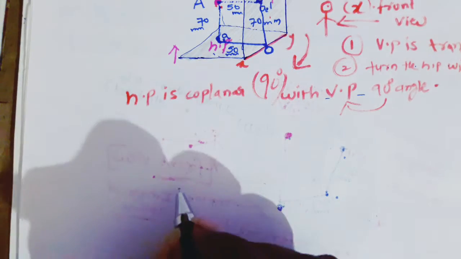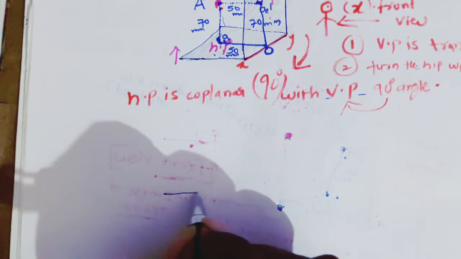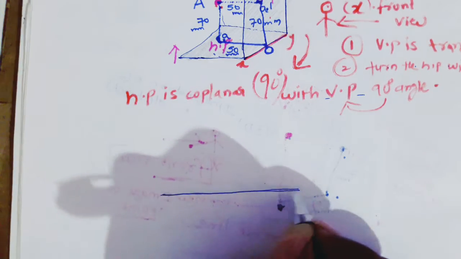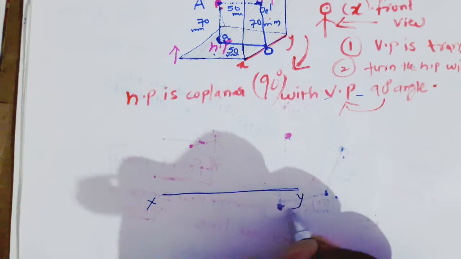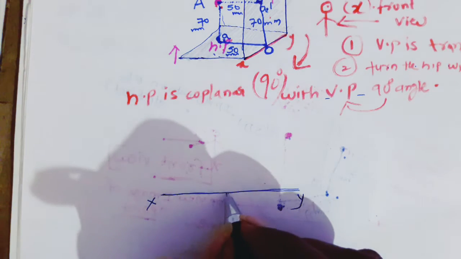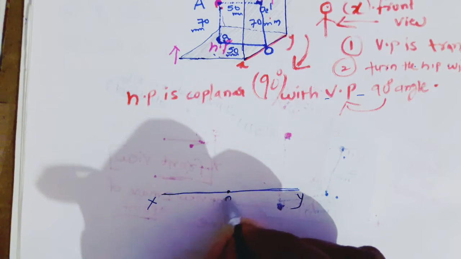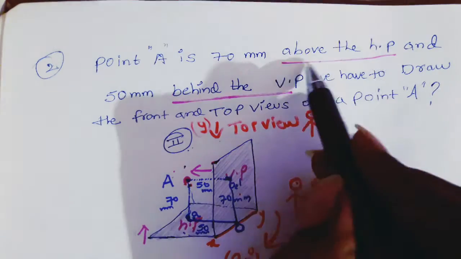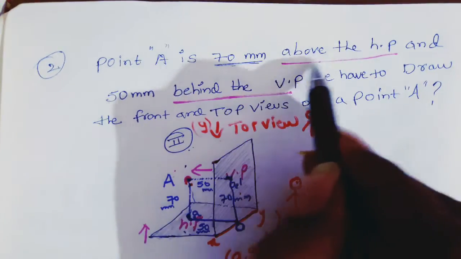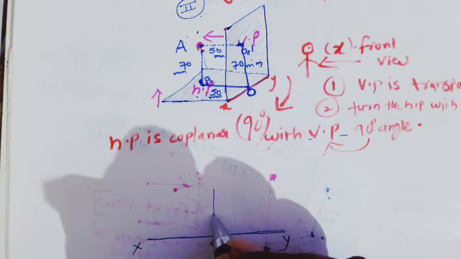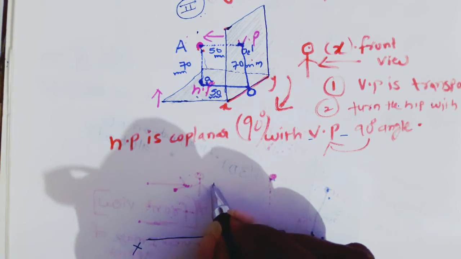Okay, then draw the 2D for this. Draw one horizontal line. Next, mark it as XY. Next, I'm marking O. Above HP is given. Above HP, how much distance is given? 70 mm. See here, 70 mm is given above the HP. So I'm taking 70 mm from this point O.